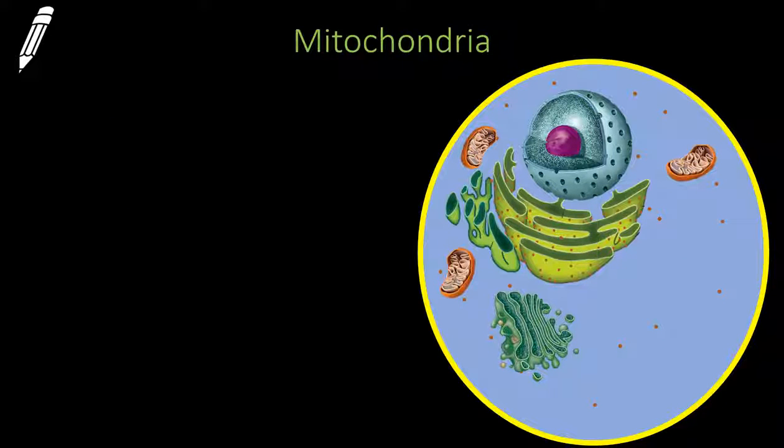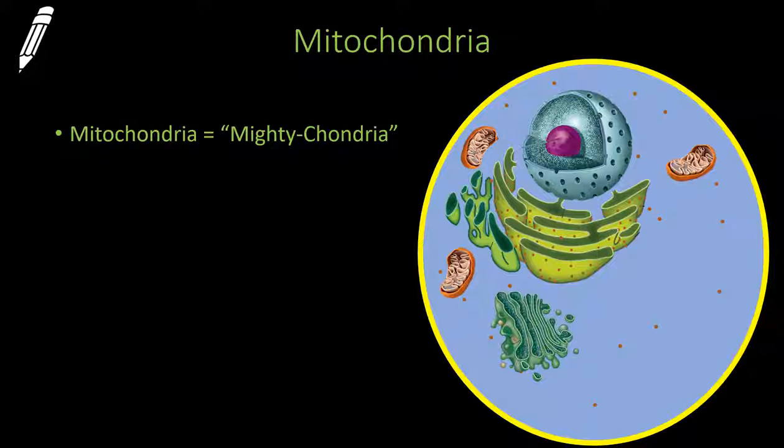Next, we have the mitochondria. And what the mitochondria does is, well, first let's think about this. There's a lot of stuff going on in the cell. There's a lot of chemical reactions, a lot of things being made, a lot of things being moved around. And that all requires energy. Where's all that energy going to come from? That's going to come from the mitochondria.